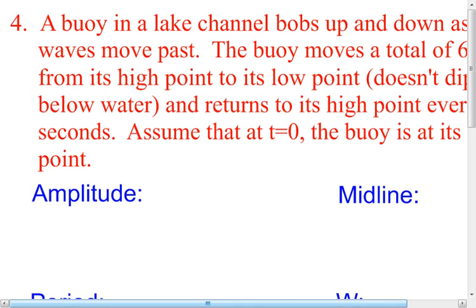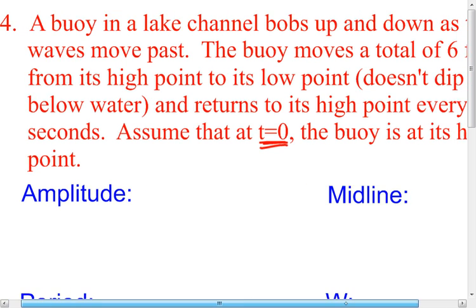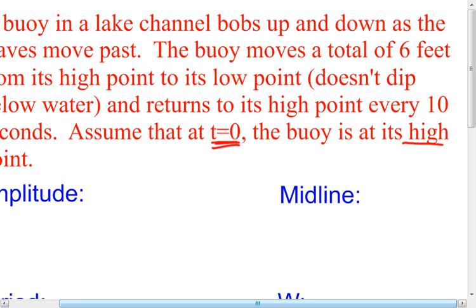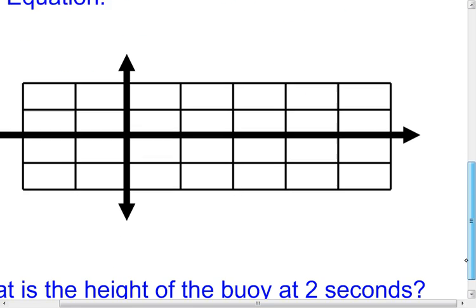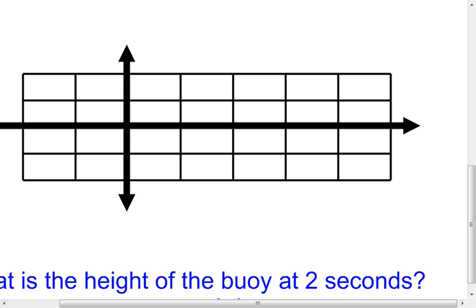So there's some key things in here. It moves a total of 6 feet from its high point to its low point. It never goes below water. And when the time is 0, it's at its high point. So I like to go down here and kind of just sketch a little bit about what's happening. Your x-axis will be time, and your y-axis will be height of the buoy in this case. So it's saying when the time is 0, it is at its high point.